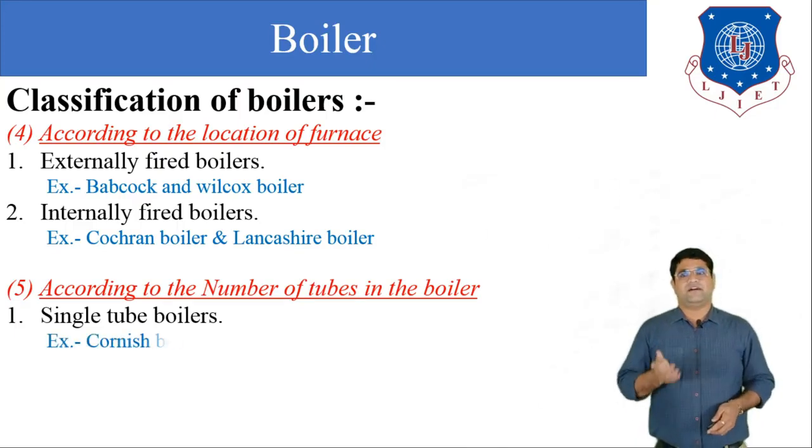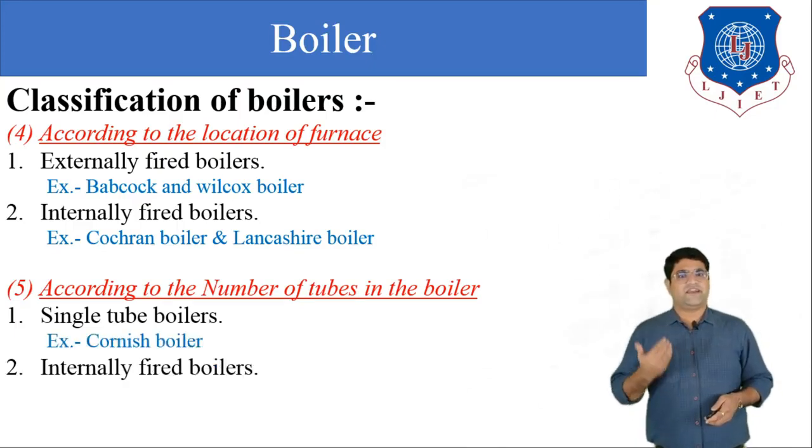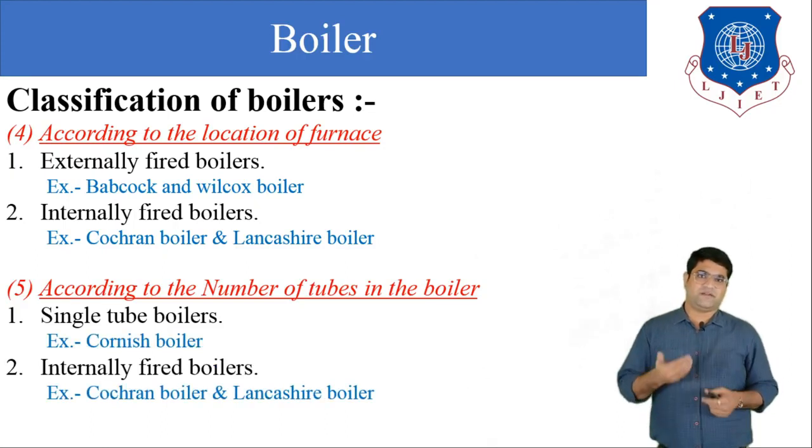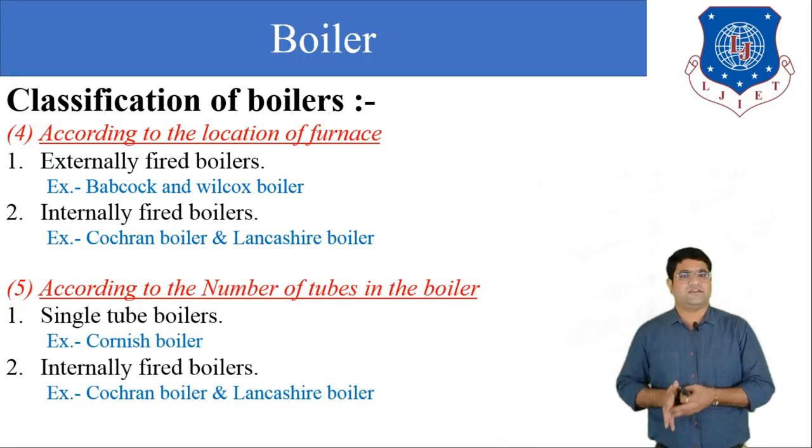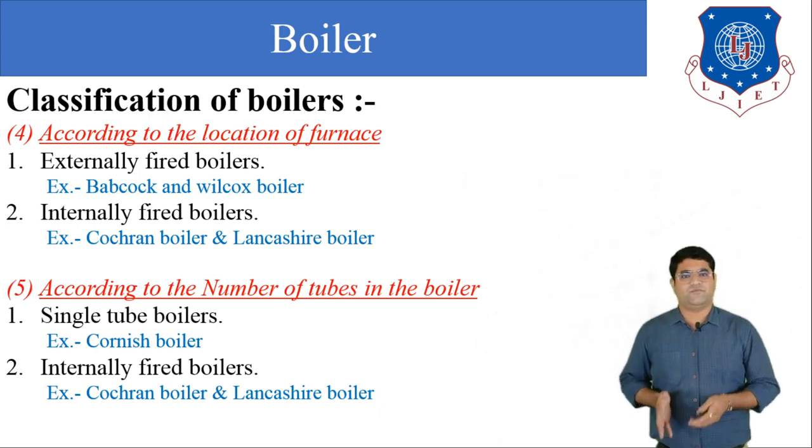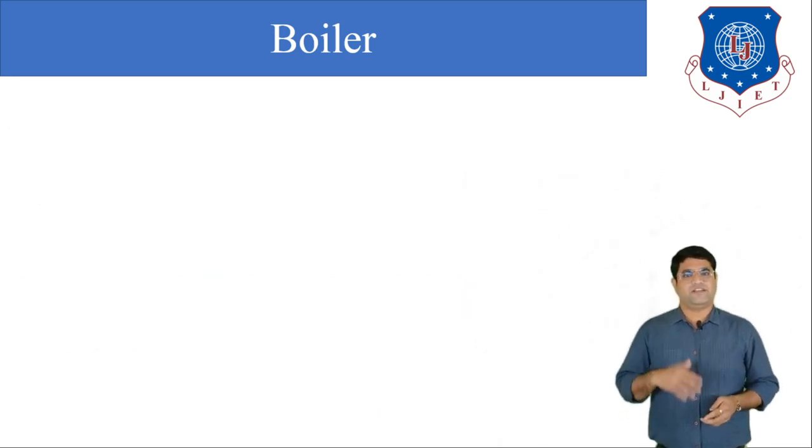Okay, now second, according to the number of tubes, we can categorize boilers into the single tube boiler and the multi tube boiler. The single tube boiler is the Cornish boiler, and the multi tube boiler is the Babcock and Wilcox boiler.